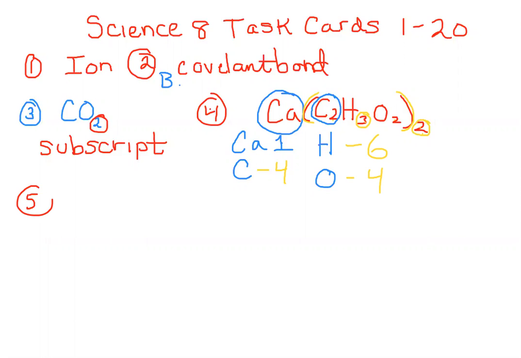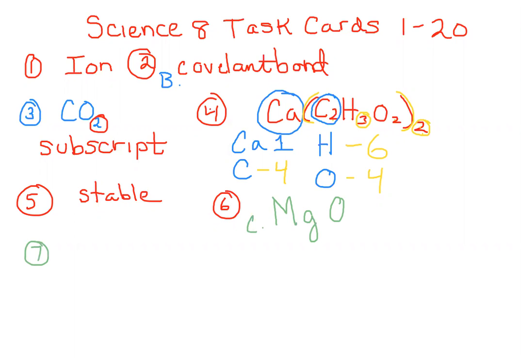All right. Number 5. An atom is blank when its outer energy level is filled with electrons. It is stable when it is filled with electrons. That's what atoms want to be. They would like to be stable. What is the correct formula for magnesium oxide? This one was a little bit hard. The correct formula for magnesium oxide is MgO. Okay, that is C.